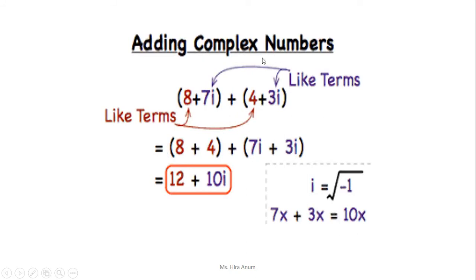Adding complex numbers like this, we have 8 plus 7 iota and 4 plus 3 iota. We add 8 and 4, and 7 and 3. 8 plus 4 is 12, and 7 plus 3 is 10. Real part adds or subtracts with real part. Imaginary part adds or subtracts with imaginary part.